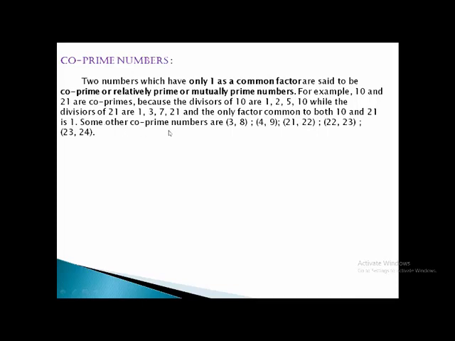Some other examples of co-prime numbers are 3 and 8, 4 and 9, 21 and 22, 22 and 23, 23 and 24. These are some examples of co-prime numbers. Let's see the next one, twin prime numbers.